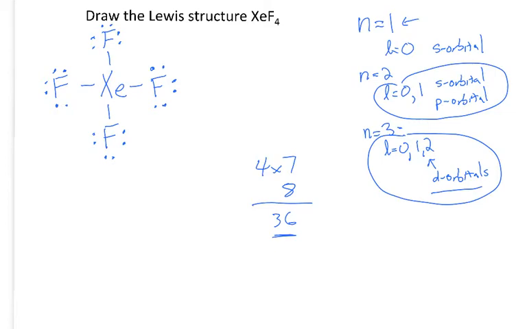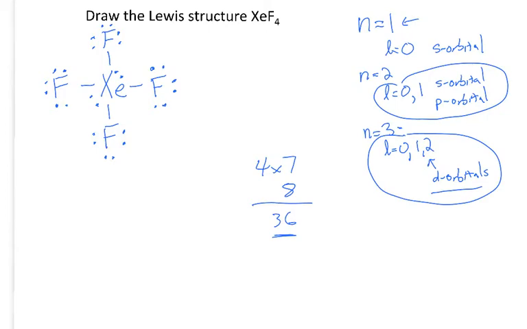So if this was a first or second row element, I'd be stuck. But because xenon is well below the third row of the periodic table, it's got empty d orbitals that can be involved in chemical bonding. Anytime you've given all of the terminal atoms their octet of electrons, the extra electrons go on the central atom. And because xenon is in the third row or below, it can accept more than 8 electrons. So those last 4 electrons will go in as lone pairs on the xenon atom. And so that is the Lewis structure for xenon tetrafluoride.